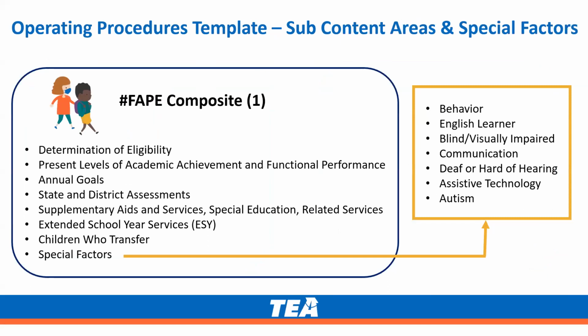The last operating procedure template has some sub-content areas and special factors. So under the FAPE composite, the last one has some special factors included. Those are behavior, English learner, blind, visually impaired, communication, deaf or hard of hearing, assistive technology, and autism. So there are several sub-content areas under special factors.